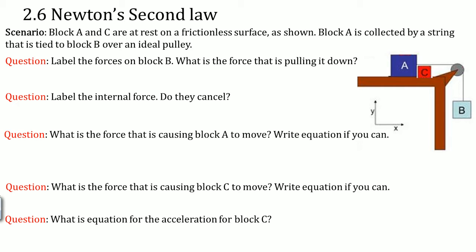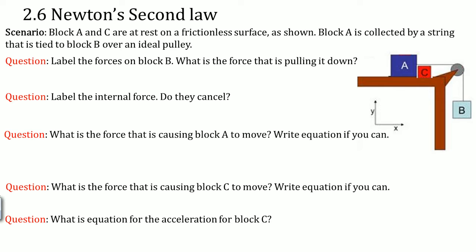Scenario. Block A and C are at rest on a frictionless surface as shown. Block A is bigger than block C based on its size here. Block A is connected to a string that is tied to block B, and notice block B is hanging off that table over an ideal pulley.